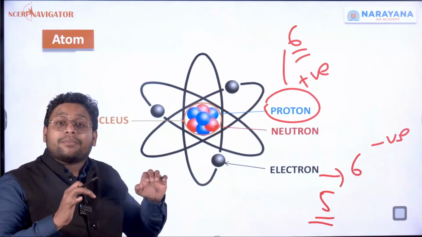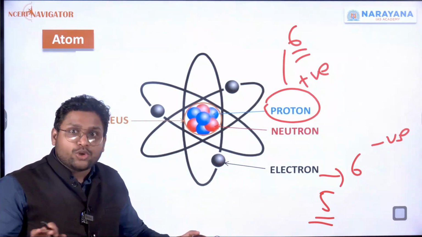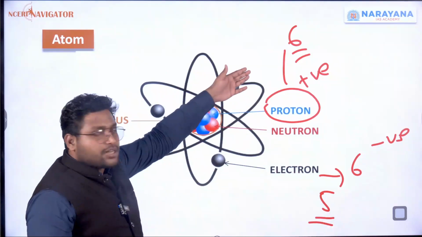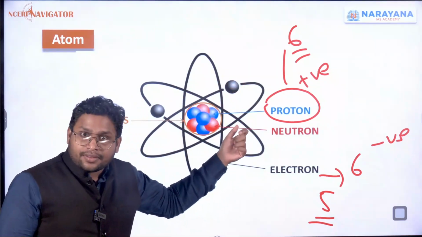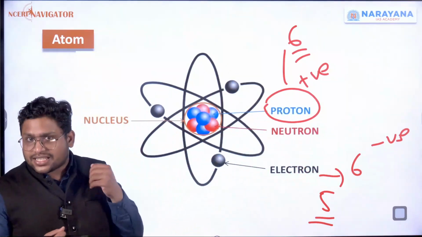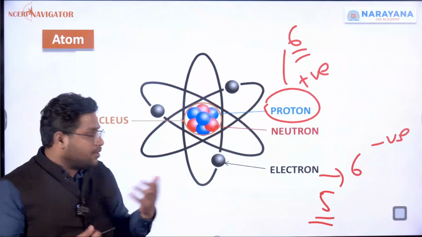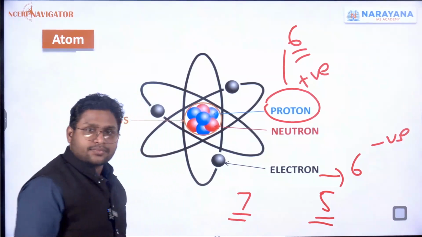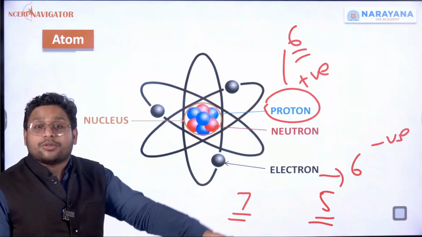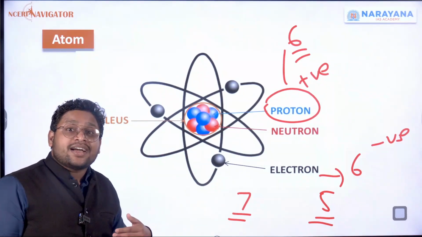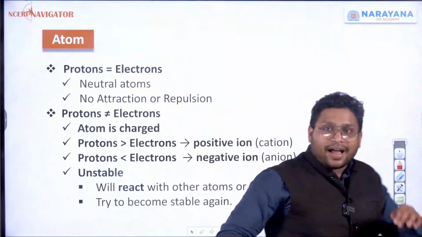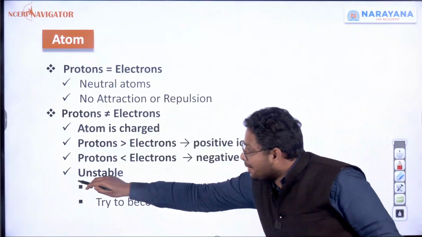Now this atom will become unstable. It will not be neutral. Because it has given away an electron, the positive charge is more, so it will be a cation. In case it had taken an extra electron from some other atom, it would have 7 electrons and only 6 protons. That means negative charge would have been more, so we would call it an anion. And in both these states, the atom is highly unstable.